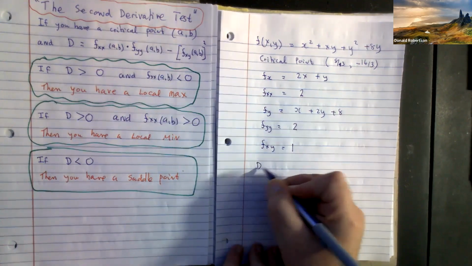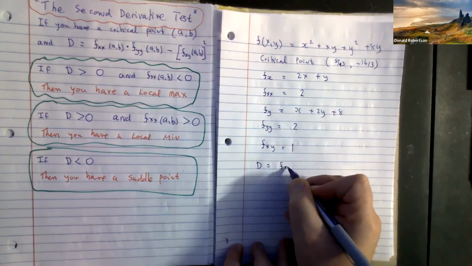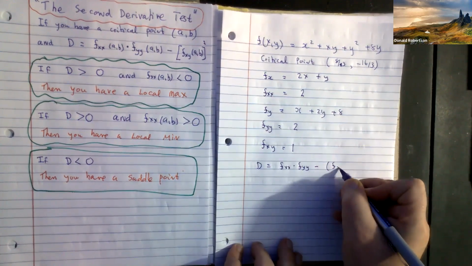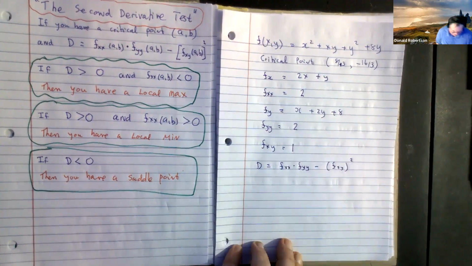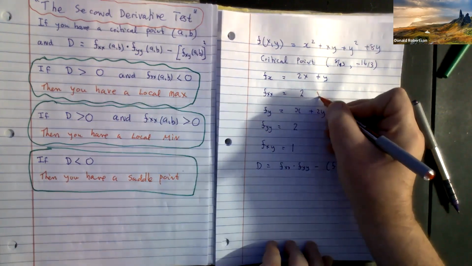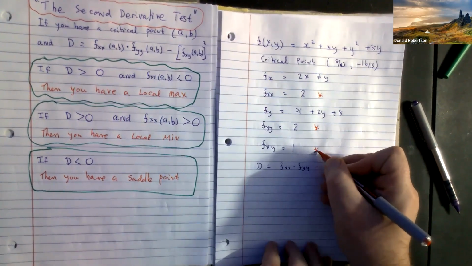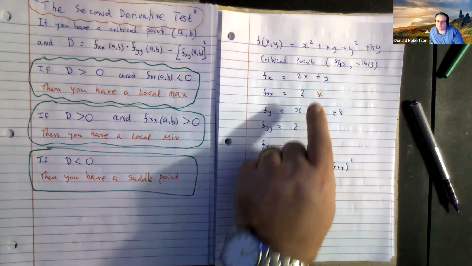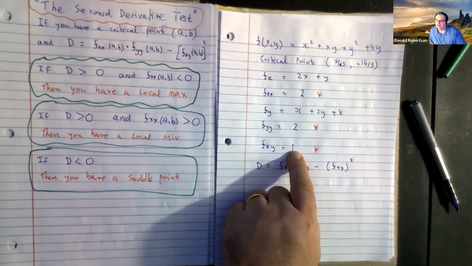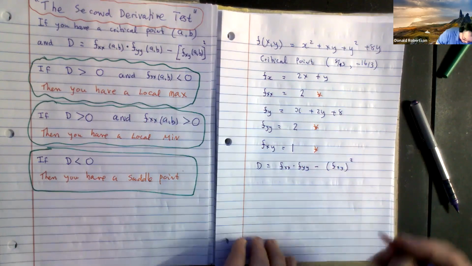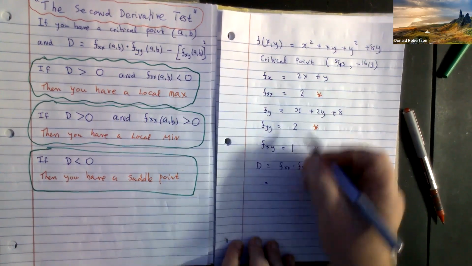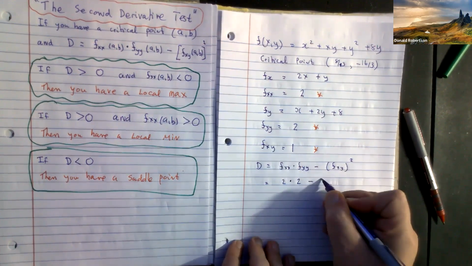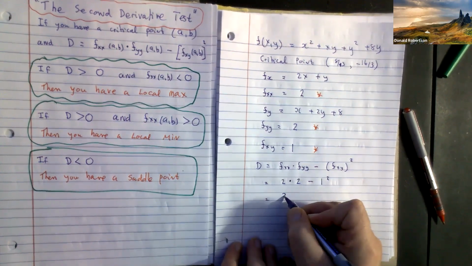Now D is this one times this one, take away that one squared. The good news is that the pieces we need to use were all numbers, so I didn't need to use the x and y here. But can you imagine sometimes that might be 2x or y cubed or something? In which case I do a little bit more work. So let's see what D looks like. It's 2 times 2, take away 1 squared, which is 3.